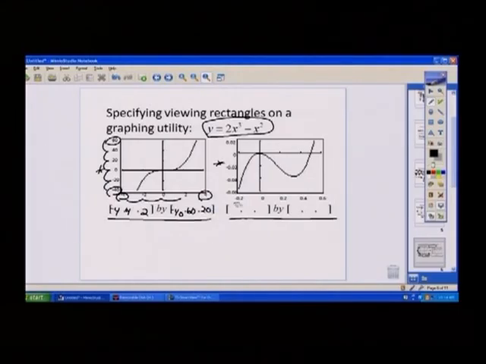On the next one, it went from -0.2 to 0.6, and it's going up by 2/10, and -0.06 up to 0.02, and this one is going by 200ths. So that is how you'd express a viewing window.